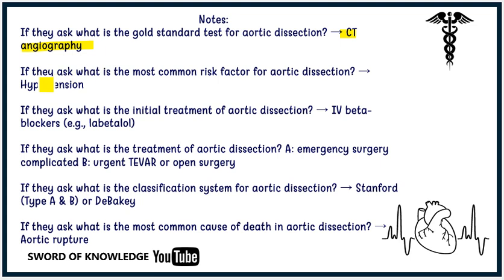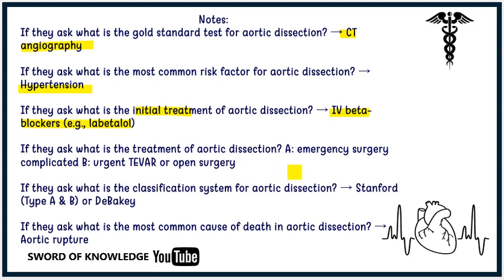This is our today's question. If they ask what is the most common risk factor for aortic dissection, the answer is hypertension. Our patient is hypertensive actually. If they ask what is the initial treatment for aortic dissection, the answer is IV beta blocker. For example, labetalol we can give initially in a not very complicated patient. Okay, so we go with IV beta blocker labetalol.